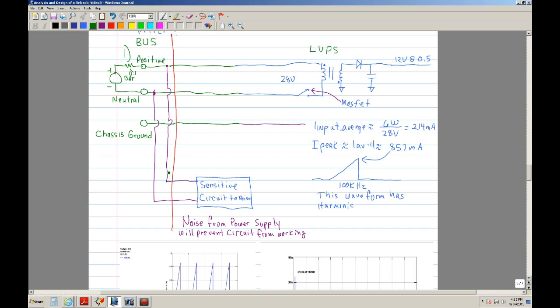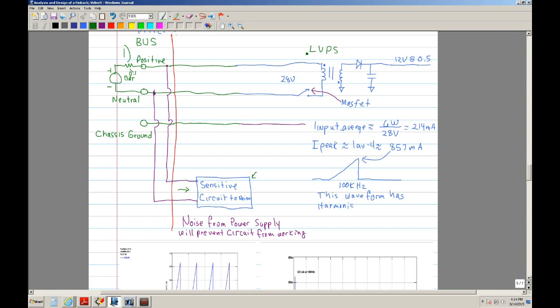Let's suppose that you have a very sensitive piece of equipment connected on another side or close to the LVPS, but they're connected in parallel. So you would have this system here connected. Basically you have this circuit board or sensitive circuit that may be sensitive to noise, and it's connected in parallel with this low voltage power supply and the bus system. So what's the big deal?